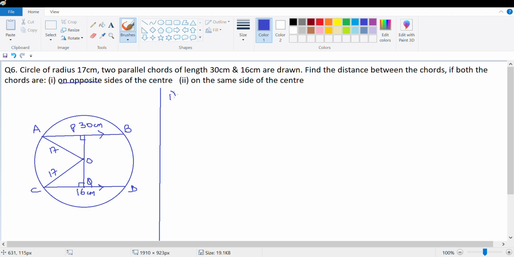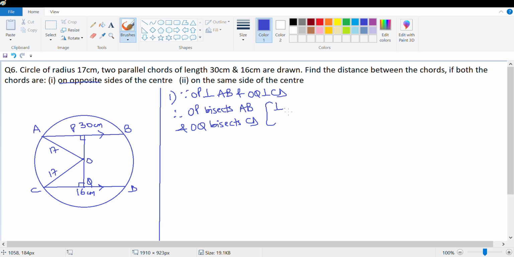Now let's start writing. Since OP is perpendicular to AB and OQ is perpendicular to CD, therefore OP bisects AB and OQ bisects CD. Reason: perpendicular from center bisects the chord.